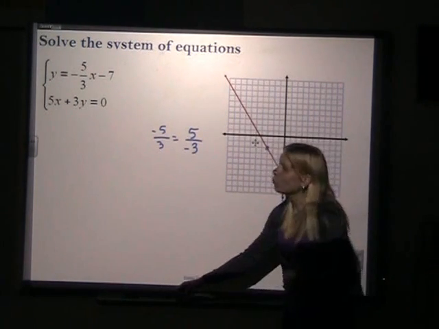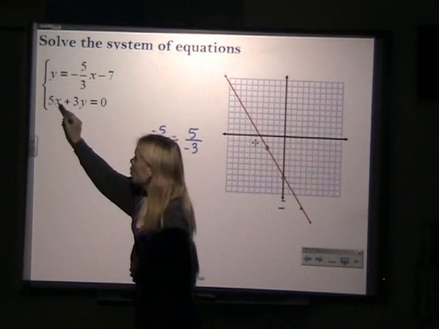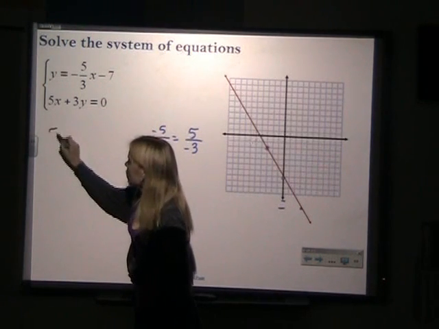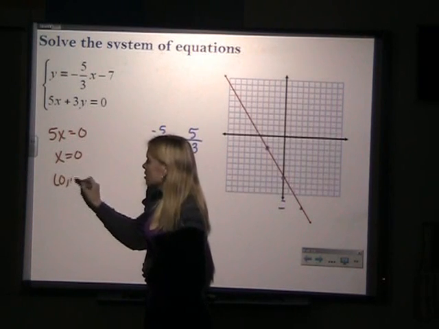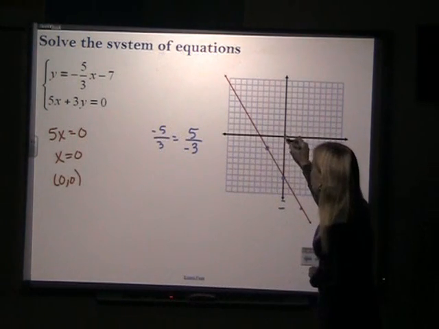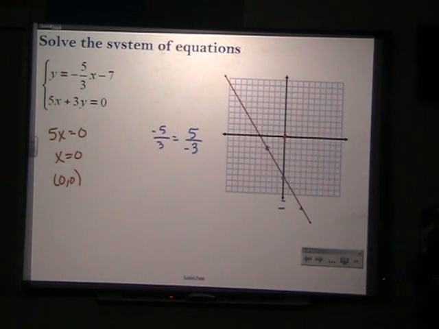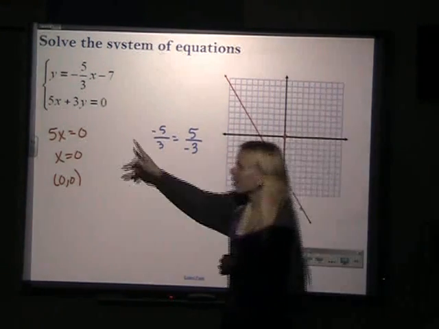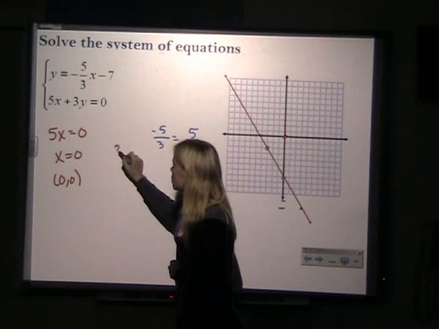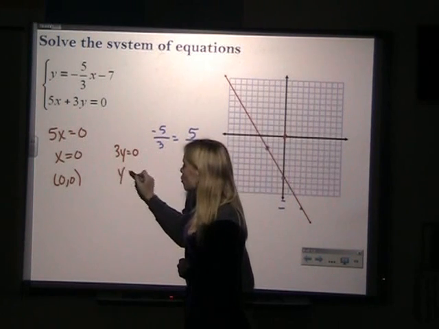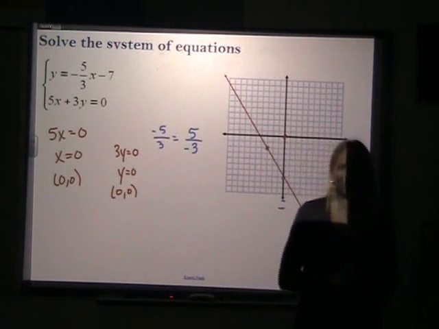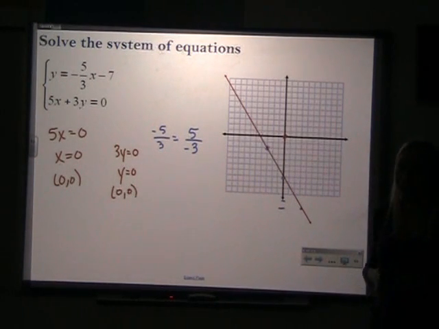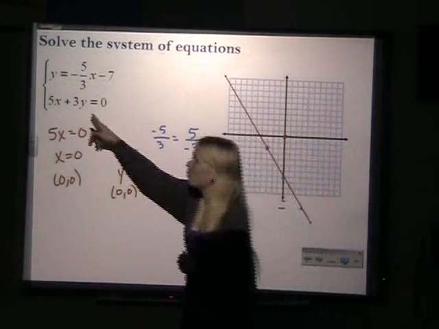This one is in standard form, so I'm going to plug in 0 for y. 5x equals 0. X is 0, so that's the point 0, 0. Now we run into a little bit of problems here, because when I go to find the y-intercept, I also get 0, 0. Well, I can't find the slope between those two because they're the same point. So I'm going to have to put this one in slope-intercept form.